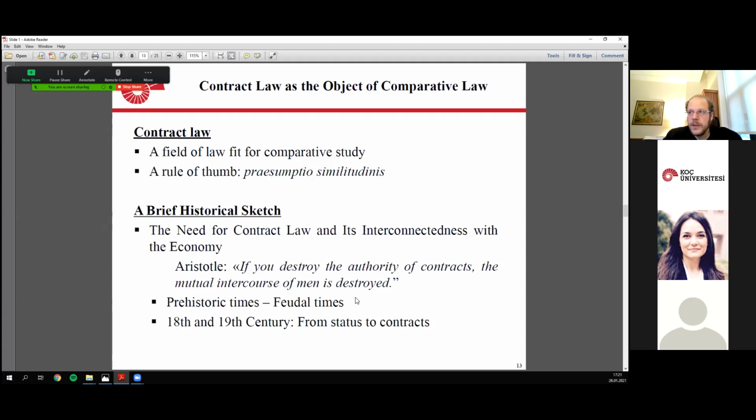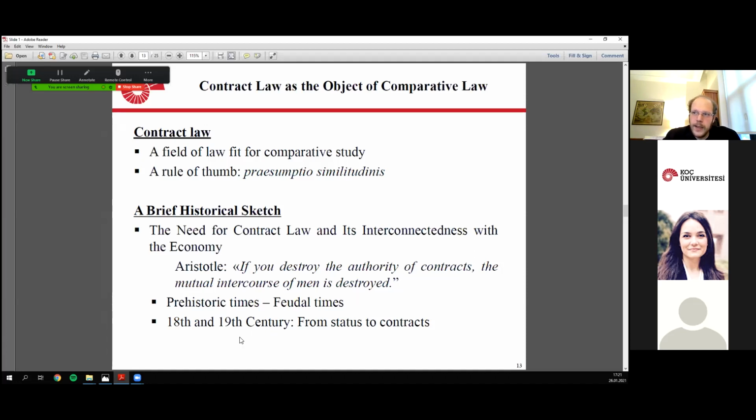Why is that? Well, for example, in feudal times, the obligations of persons towards each other were not determined by contracts, but rather by status. For example, if you were a feudal lord, you were obliged to provide shelter and food for your subjects, whereas your subjects were obliged to work for you. But these obligations are derived from your status.